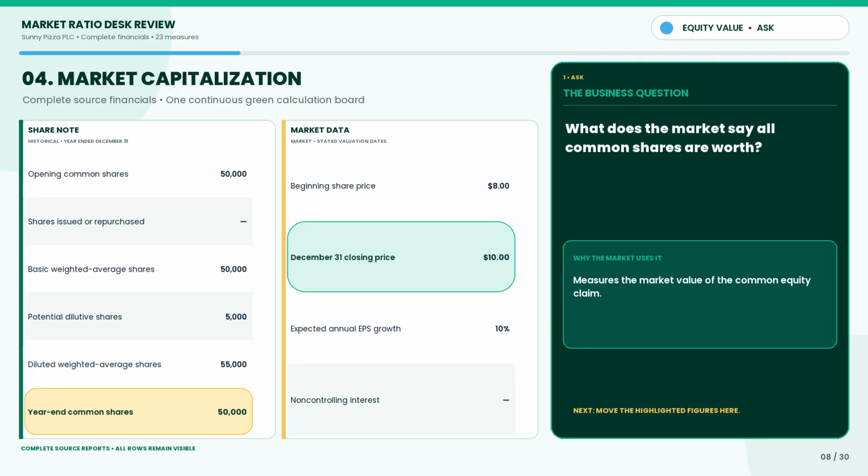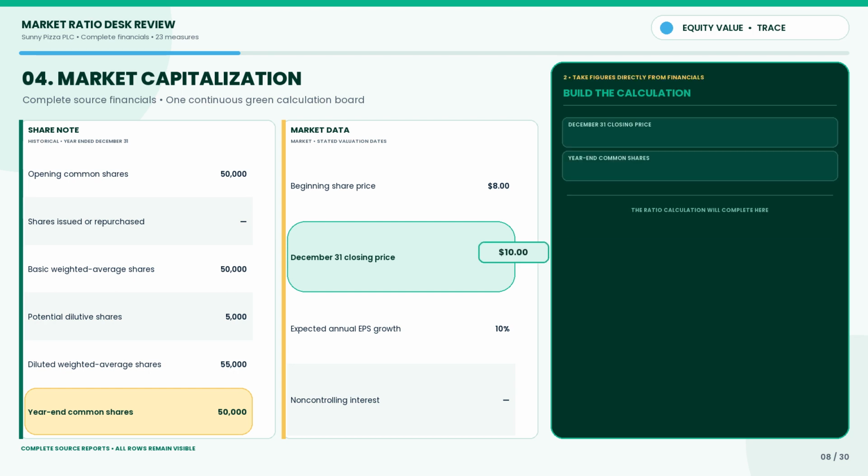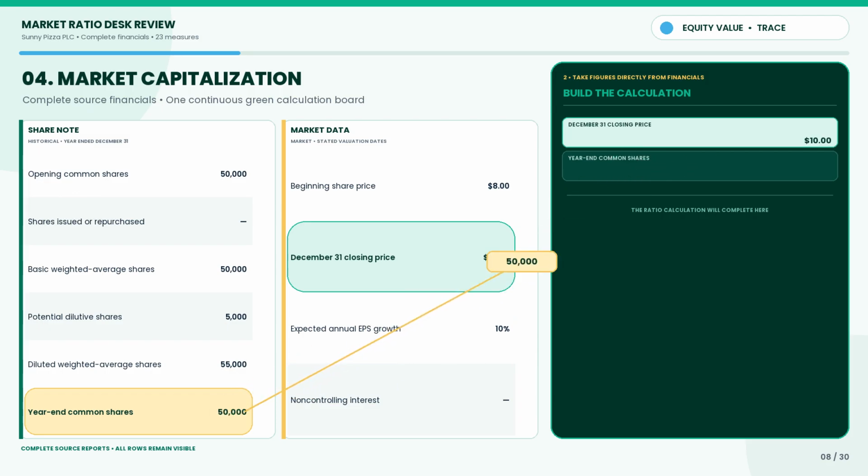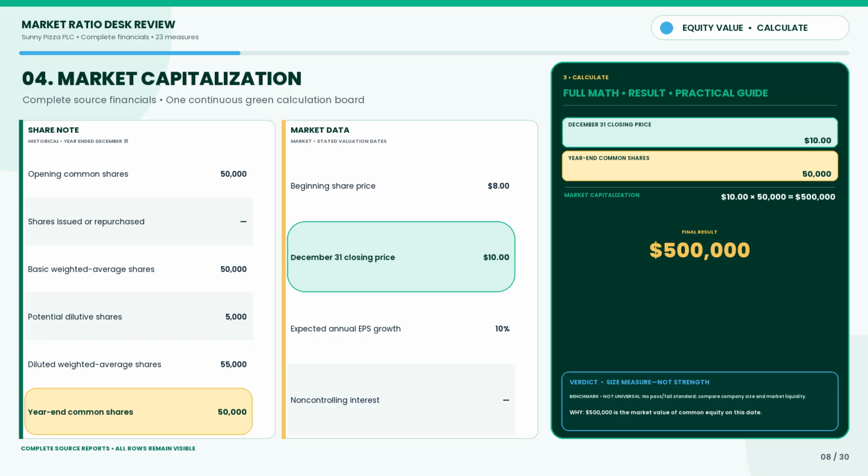What does the market say all common shares are worth? Measures the market value of the common equity claim. Take the $10 closing price from market data. Multiply by 50,000 year-end common shares from the share note. Market capitalization is $500,000.